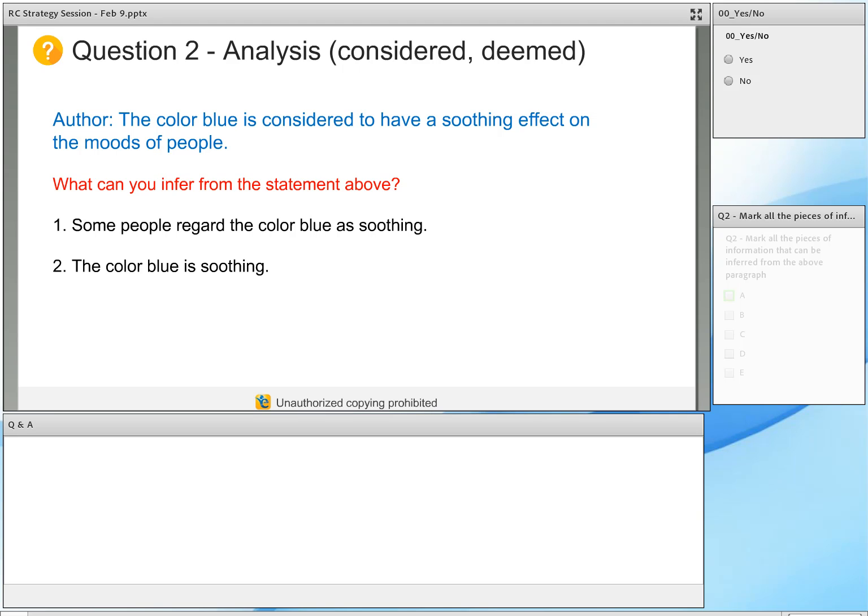So before we go into the detailed discussion of this passage, let me ask you one more question here. Read the sentence that you see on the screen and then tell me which of the two can you infer.